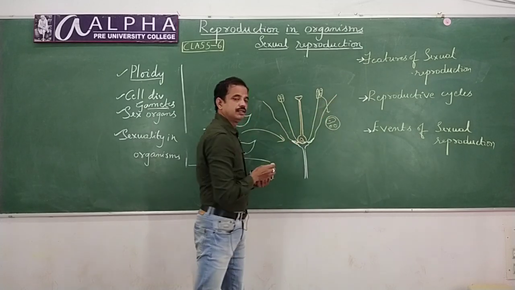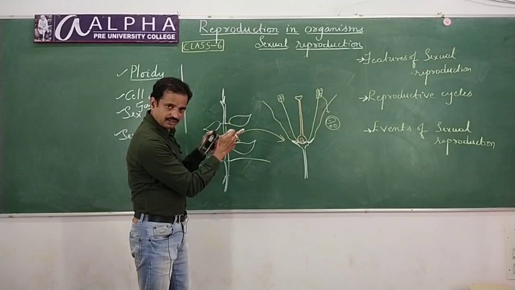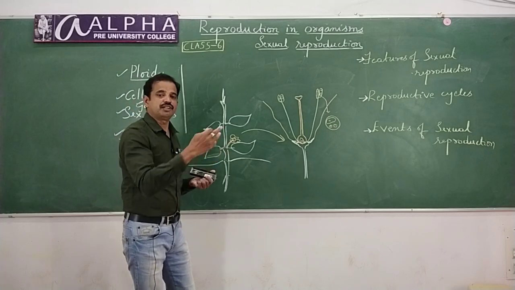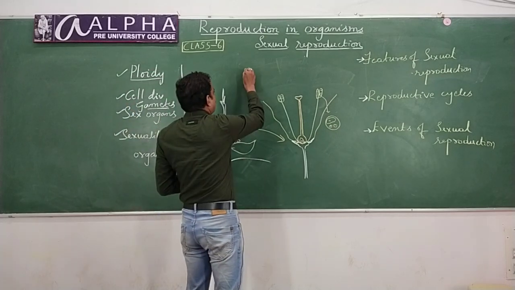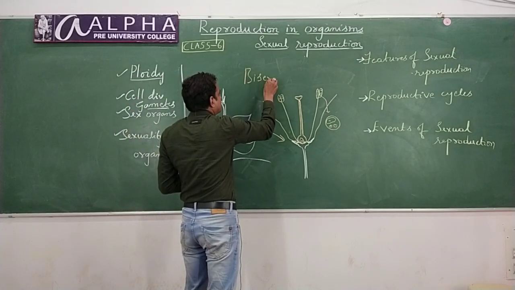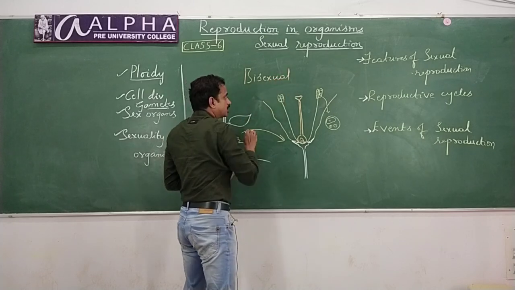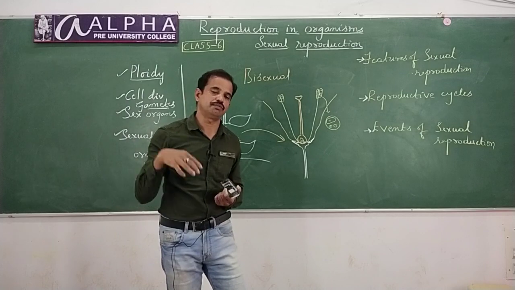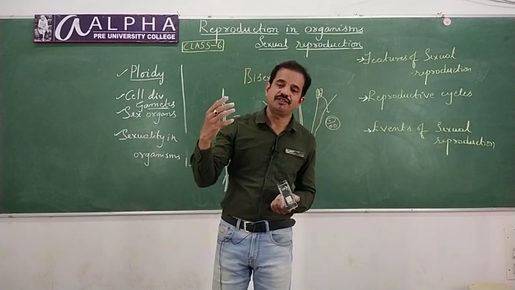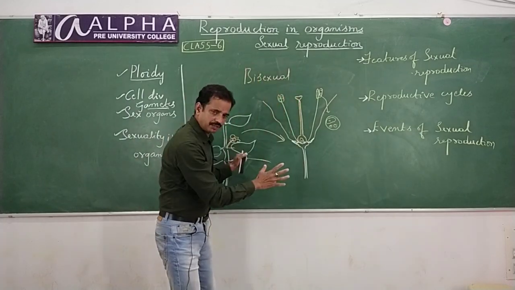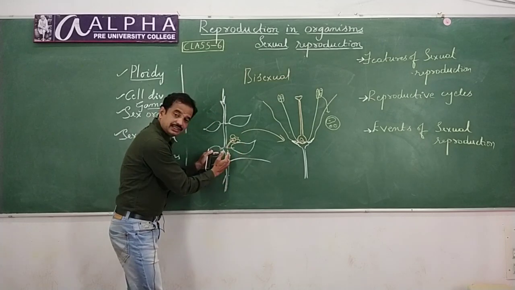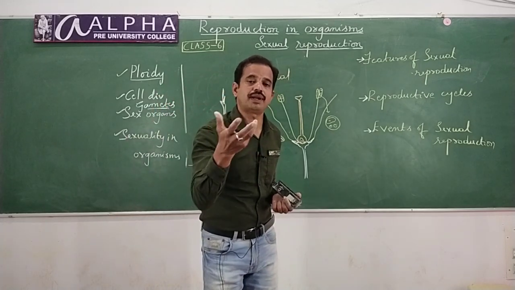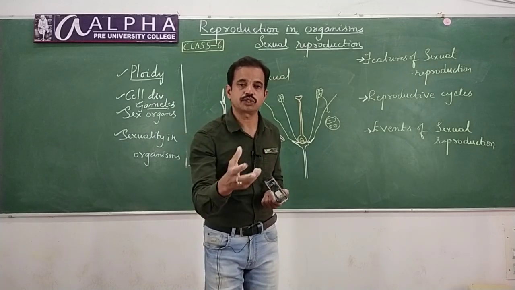Okay, so what is this flower? This flower has both the sexual parts, male part and female part. So it's a bisexual flower. What is the meaning of bisexual? Bi means two. It has both the reproductive structures, male as well as female. Both of them are present in the flower. And the plant which bears this bisexual flower is a bisexual plant.